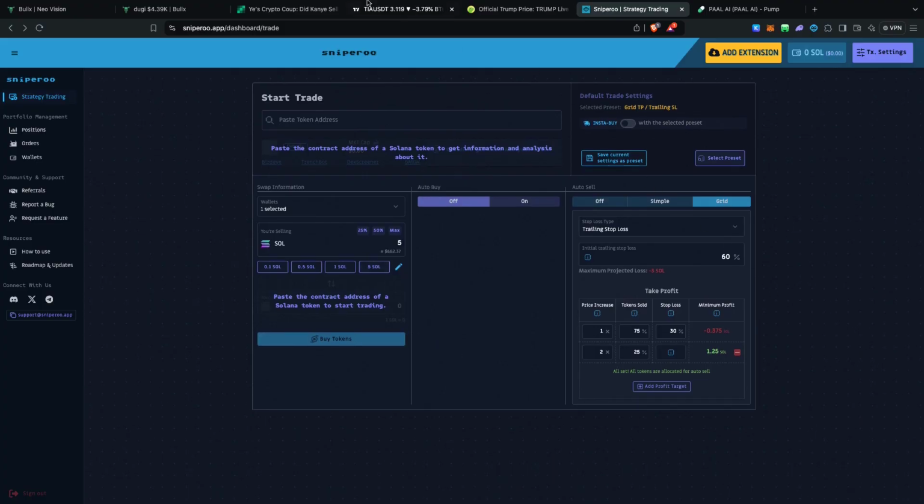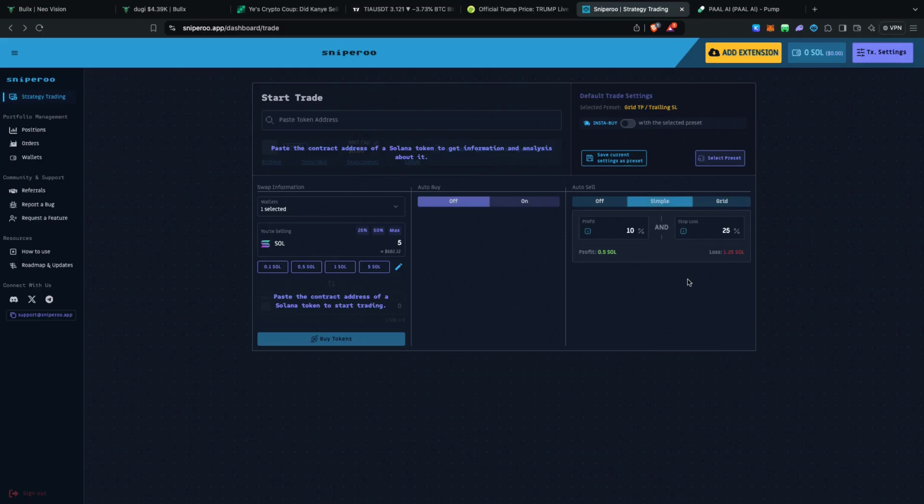So yeah, that's all I had for you guys today. So remember, use Sniperoo. Make sure you understand the strategy as far as the trading is concerned, because you can do a lot of stuff. There's a simple trading strategy where you can put a profit, put a stop loss. You can do 100% profit. You put a stop loss at 25%. You're going to be able to get to do your thing and make a whole lot of money.